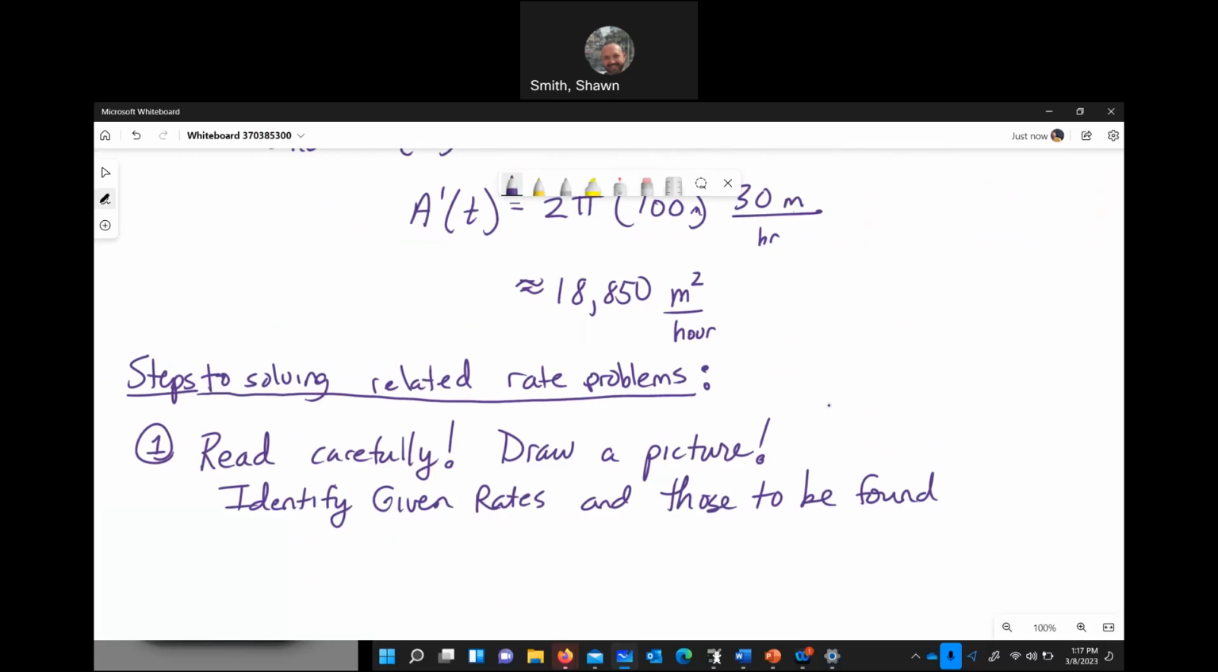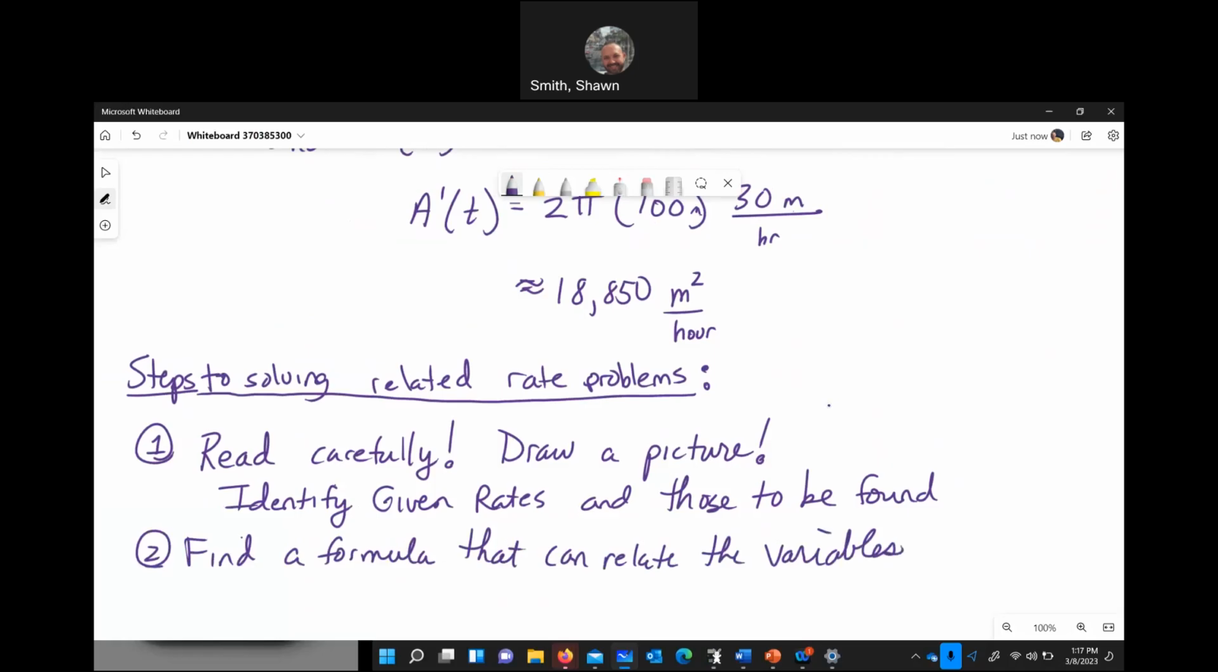Number 2, find a formula that can relate the variables. So earlier we knew we were dealing with the circle, the area of a circle, pi r squared, radius was involved, that was given to us. Yep, area goes with radius. That was one of the formulas.